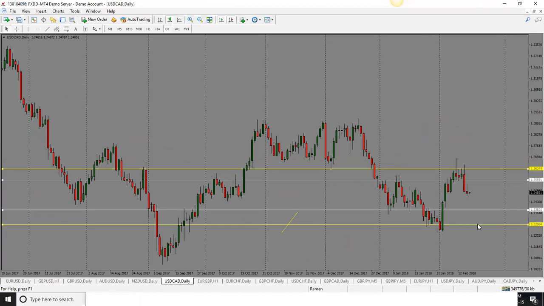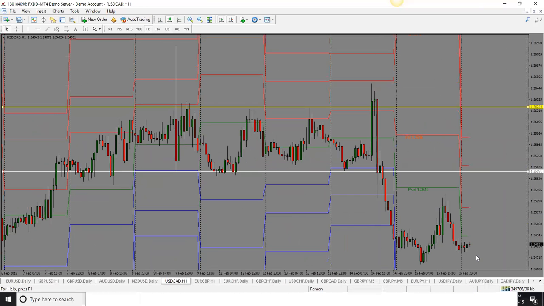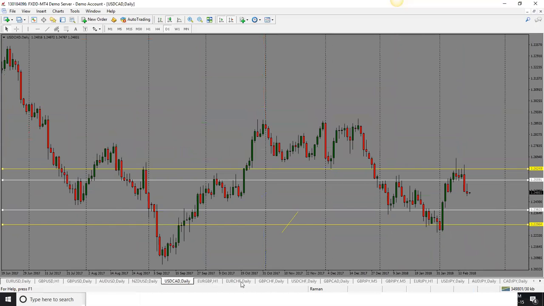Dollar CAD bias is to the downside here as well. So we do have a pin bar here looking for price to drop further. 1.2380 will be the target to the downside. So this is where we are. We could see price do this or go slightly higher into our R1 and then drop from there. But overall, the bias is to the downside.